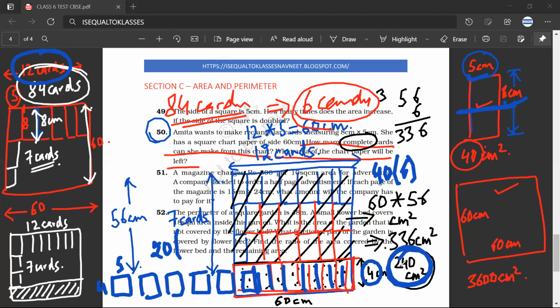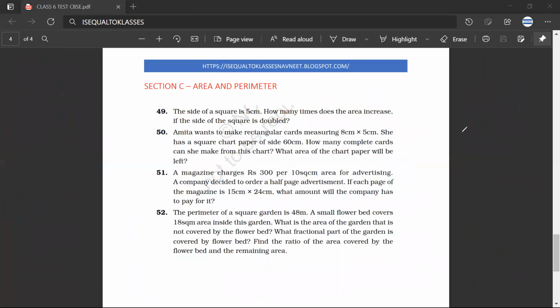Is there a doubt still? No, sir. Mr. Satya, this is 5 into 4, so this is 20 centimeter square, into 12, again is 240. So good question. Again, very good question.